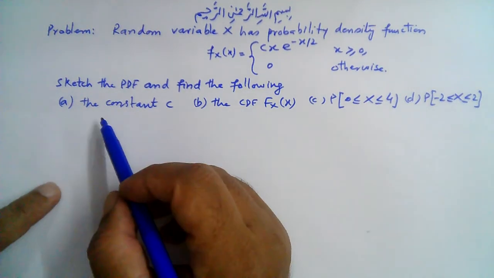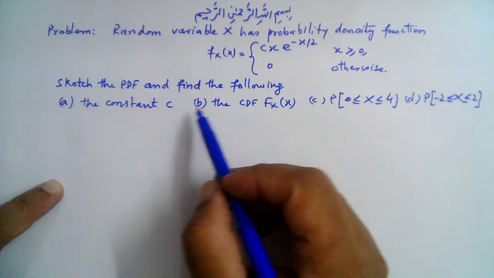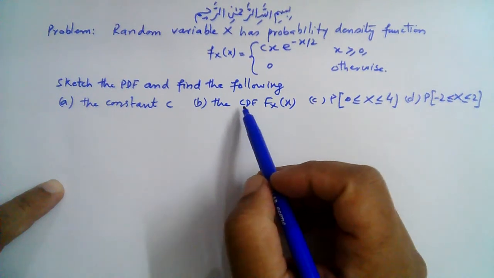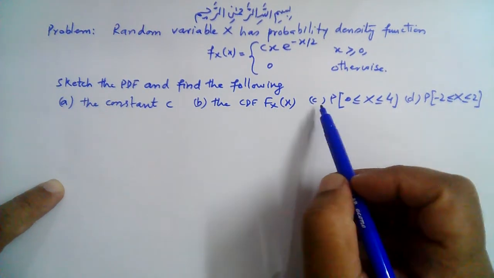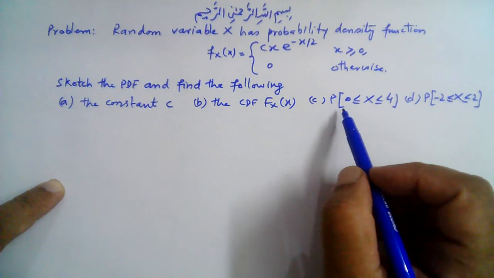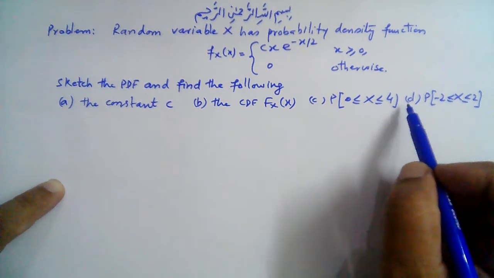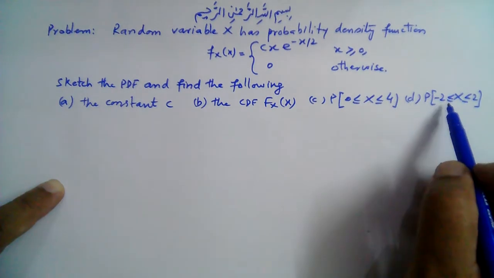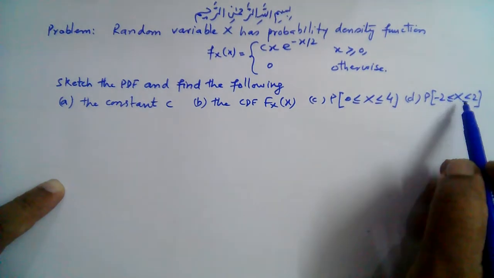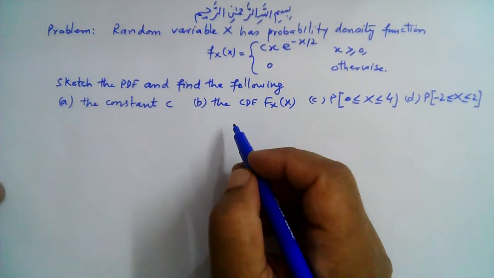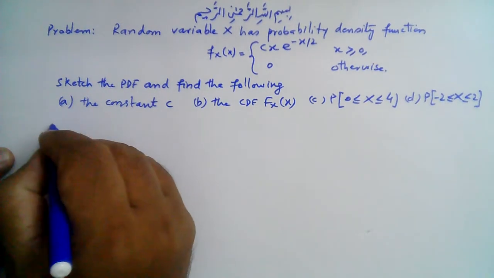Part A, the constant c. Part B, the CDF fx of x. Part C, probability that x is greater than or equal to 0, less than or equal to 4. Part D, probability that x is greater than or equal to minus 2 and less than or equal to 2. So let's begin with the solution.